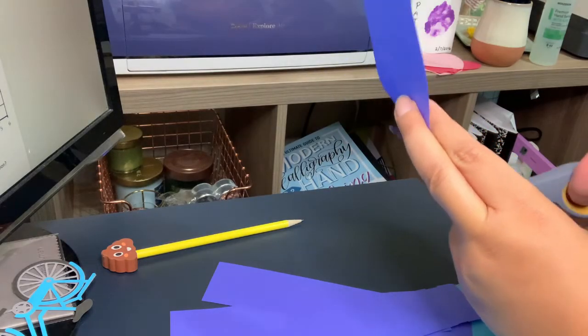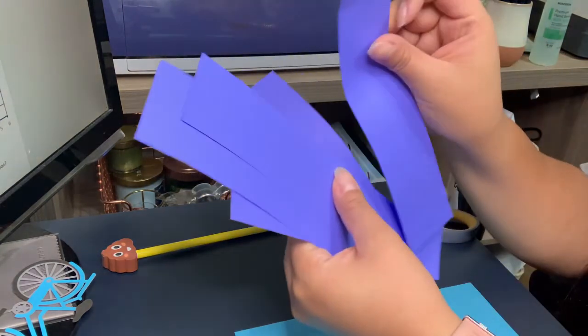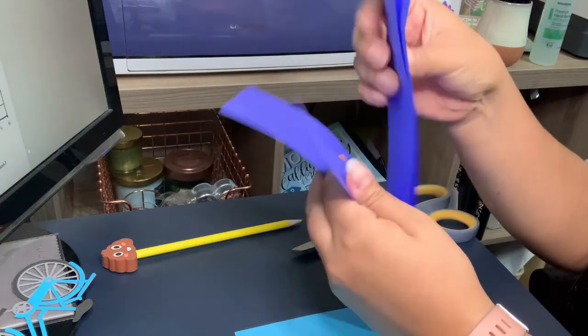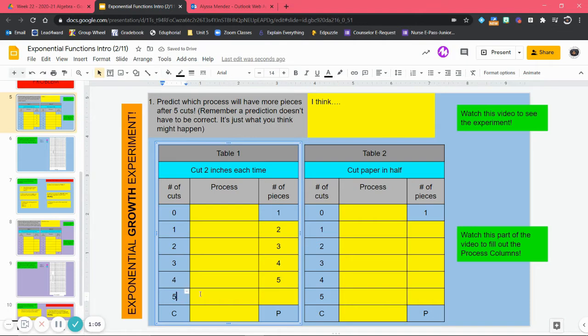And for the 5th and final cut, I'm going to gather up my pieces. I'm going to add them up. How many do you think I'm going to have? If you said 6, then you have followed the pattern. So after 5 cuts, I now have 6 pieces of paper. Okay. So these are my pieces that I have in total after cutting 2 inches each time.